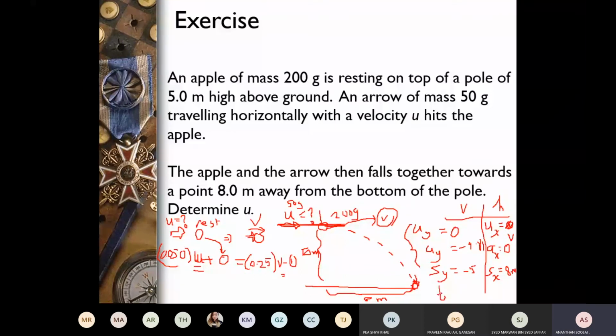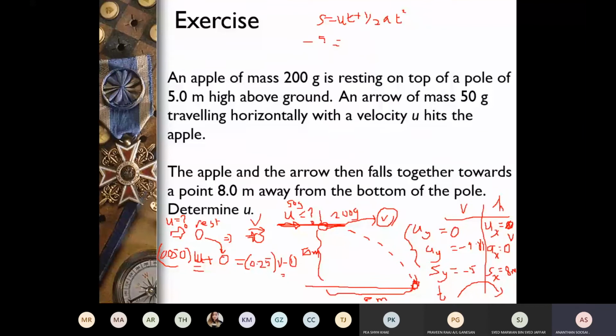Find the time vertically, substitute in U and T, then find the V. Okay, find the time first. Please, everyone, find the time. How do you find the time? Time is S equals UT plus half AT squared, right? Half AT squared. So find the time. Let's do it together.